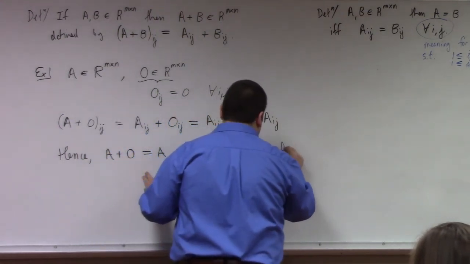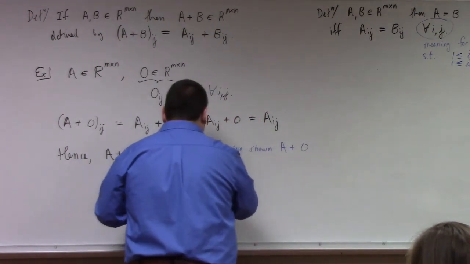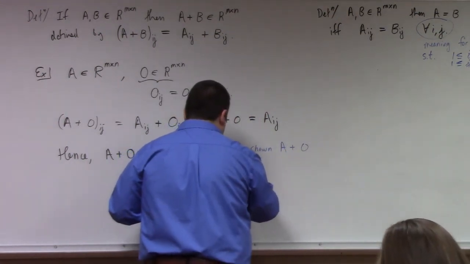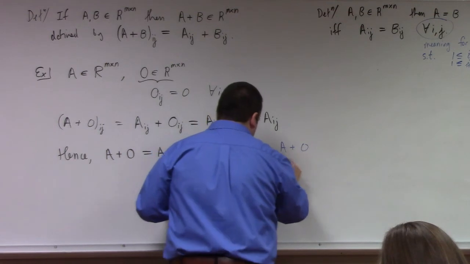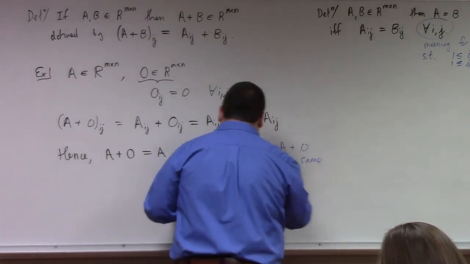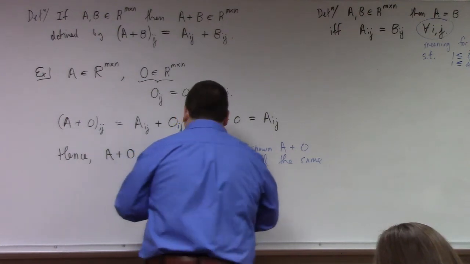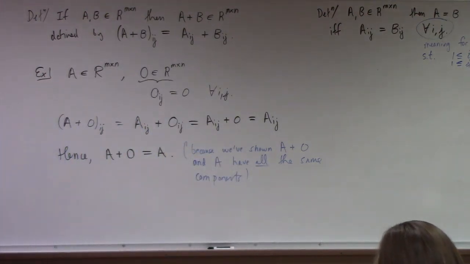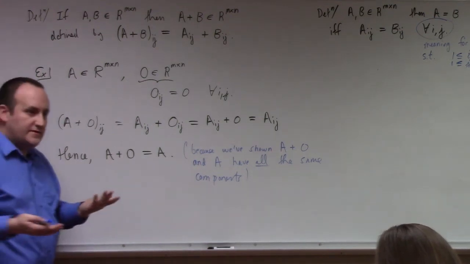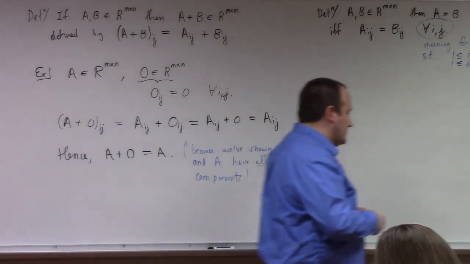Because we've shown A plus 0 and A have all the same components. Right? That's what it takes to show two matrices are equal. Now, what do you think the properties of matrix addition are?